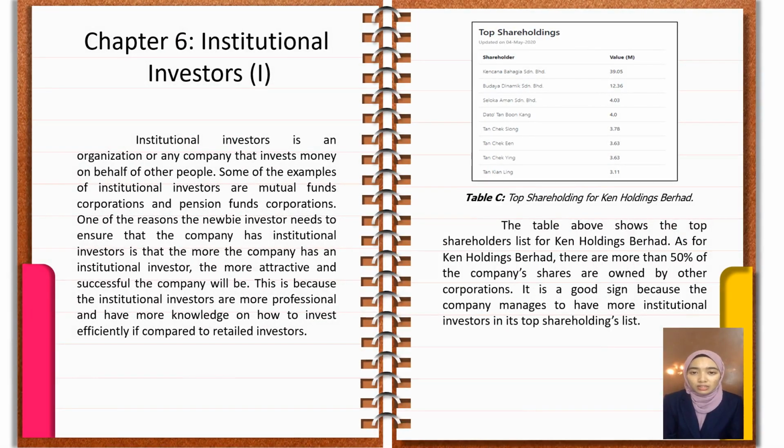Next, institutional investor. In this analysis, the company will be more successful if they have more institutional investors. So for Ken Holdings, this company has more than 50% of institutional investors.